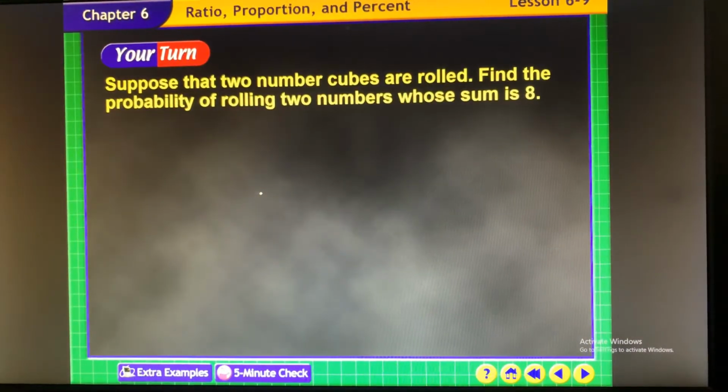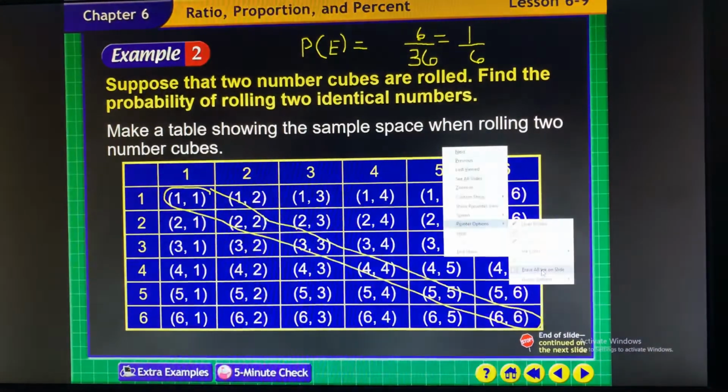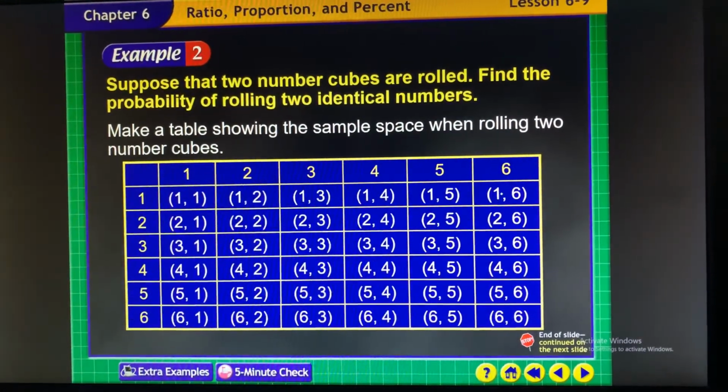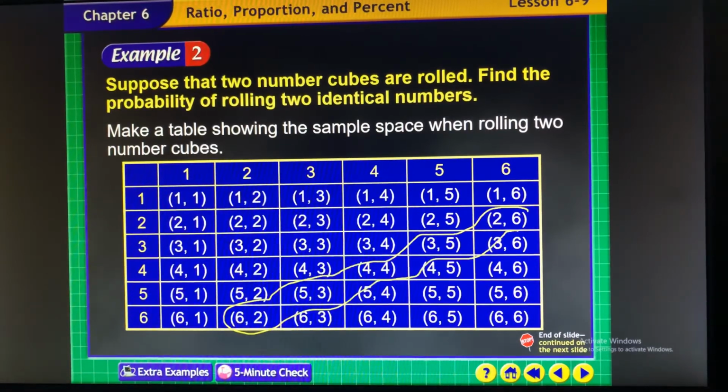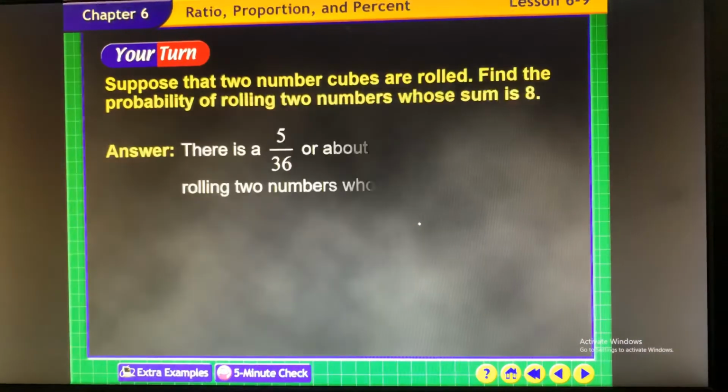2 number cubes are rolled. Find the probability of rolling 2 numbers whose sum is 8. So let's go back to the chart. We're looking for a sum of 8. That means when I add the 2 numbers together, I get 8. So do you see that it's right here? How many times do you see that? 5 out of 36. So the probability that you get a sum of 8 is 5 out of 36. Okay.